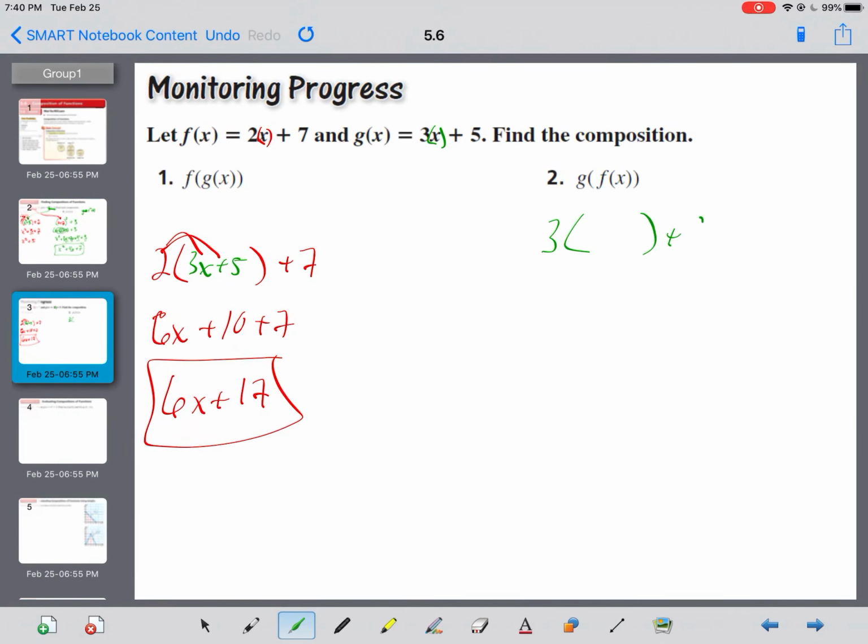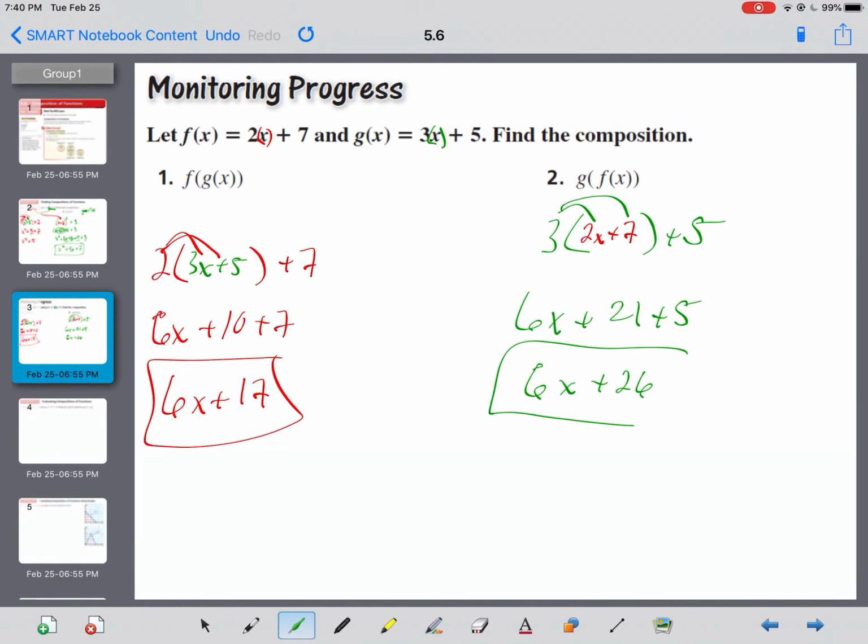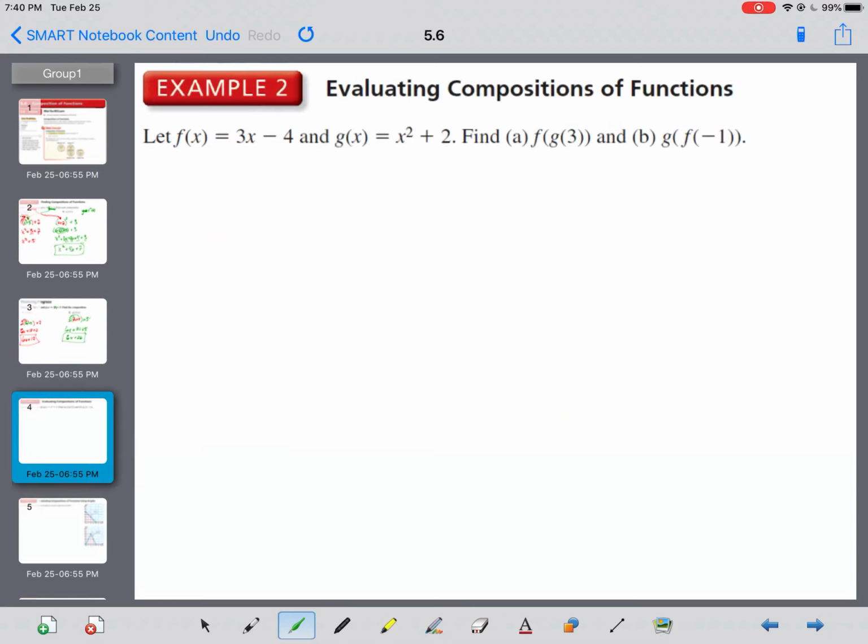All right, 3 times something plus 5. I'm going to plug in 2x plus 7. 3 times 2x is 6x. 3 times 7 is 21. And the plus 5 is already there. 21 plus 5 makes 26, so 6x plus 26. And you can see that when we do them in different orders, we do get different results. Okay.